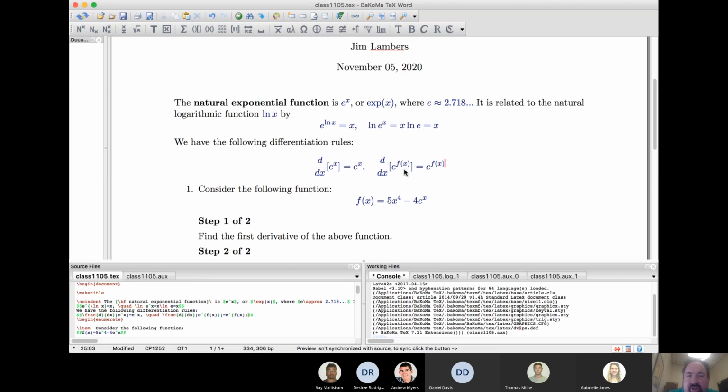But then you have to take into account the chain rule, because here we have a function of a function. We have a function e to the x applied to f of x. So f of x is serving as the inner function here. Whenever you have that, you have to remember to multiply by the derivative of the inner function. So you'd have f prime of x out here. So the derivative of a natural exponential function is itself times the derivative of the exponent. And we're going to see many examples of that in the problems that follow.